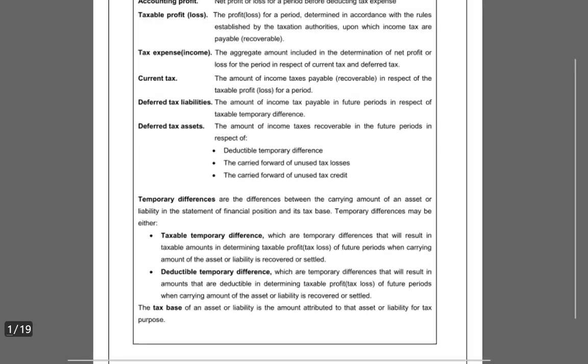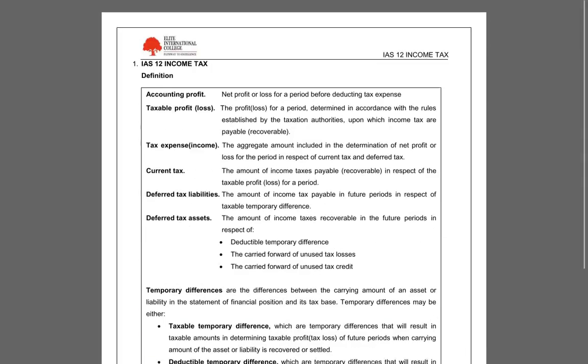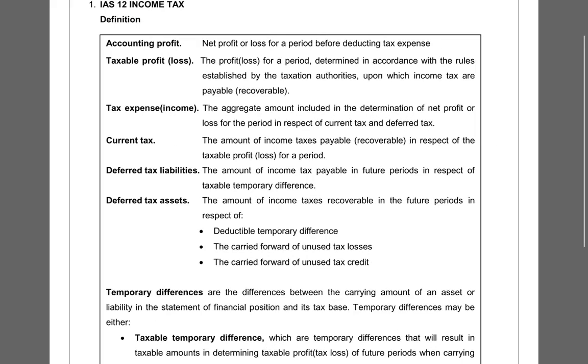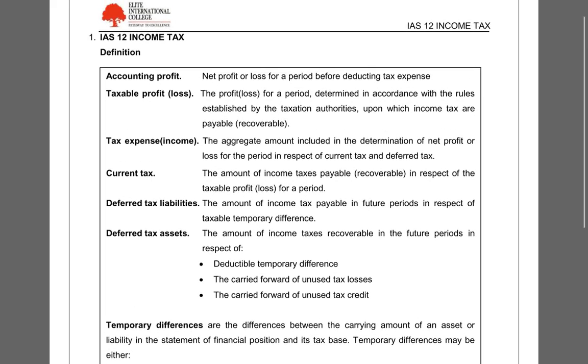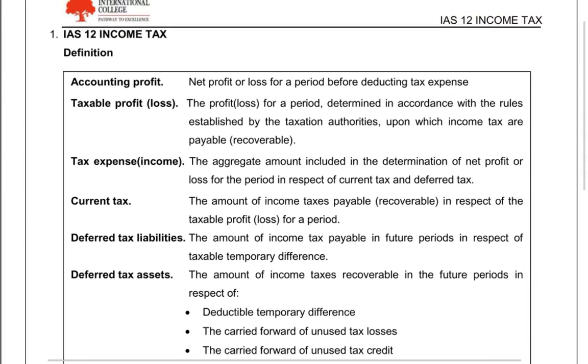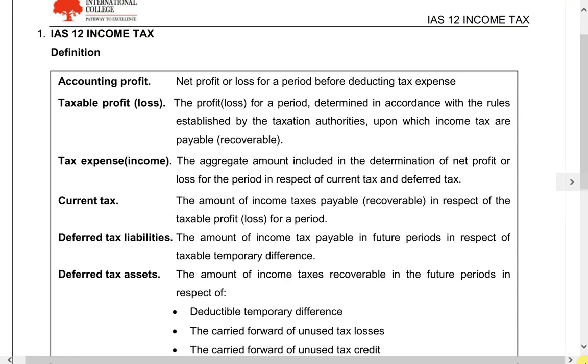Let's try now. Look at the notes on page 126. We look at some definitions here. Accounting profit is the profit that we can see from our SPL. And we know our tax is not based on accounting profit, it's based on chargeable income. So that chargeable income is our taxable profit.